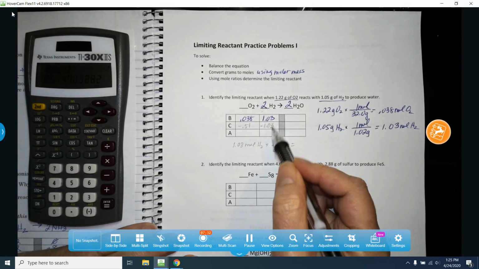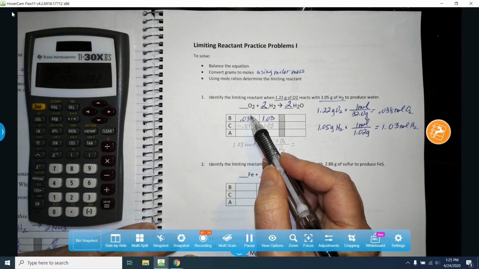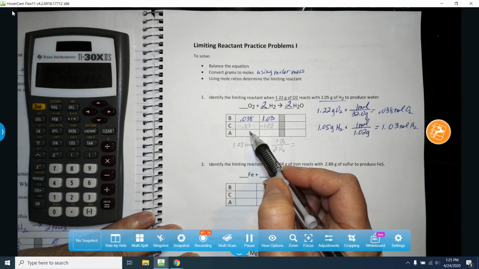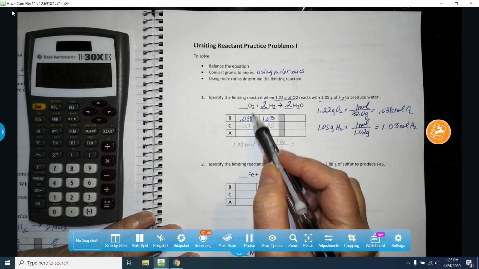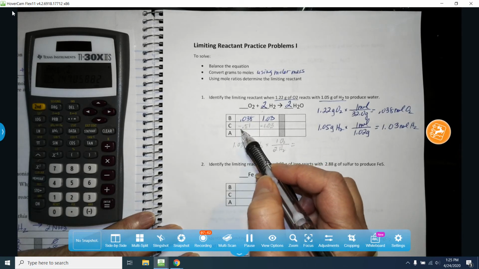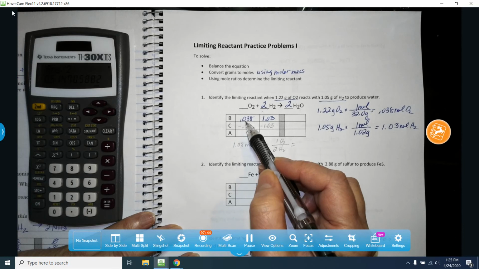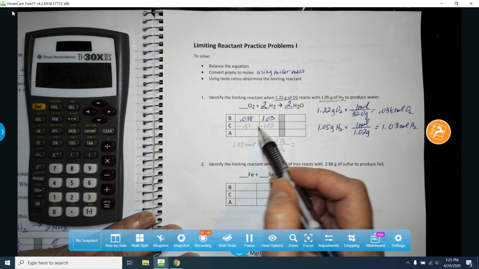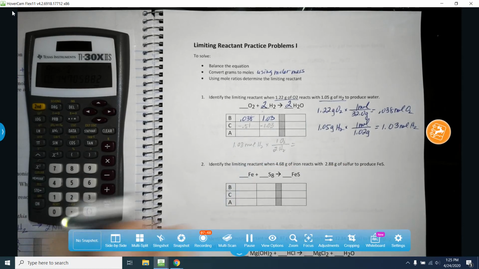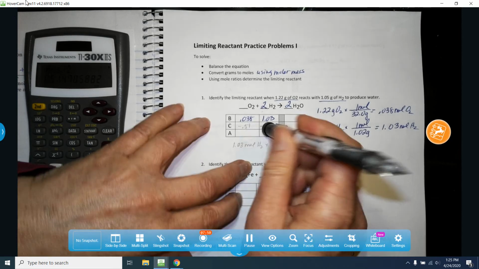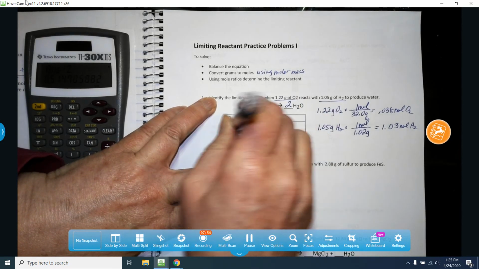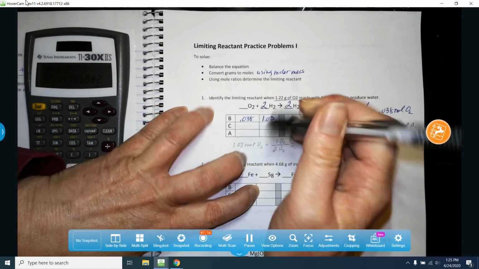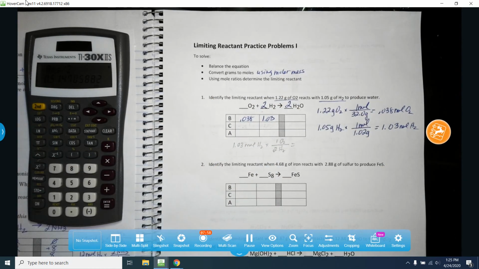Okay, now I'm going to look here and see, does that work? And as you can see, it doesn't work, because if I only had 0.038 moles of this stuff, there's no way I can use up that much. I don't have it. So this is not going to work. This is not the limiting reactant. I'm not going to run out of that. I'm going to run out of O2 before I run out of that amount.